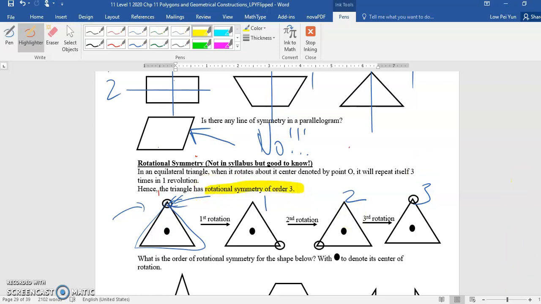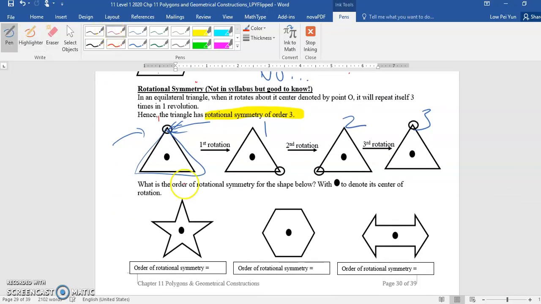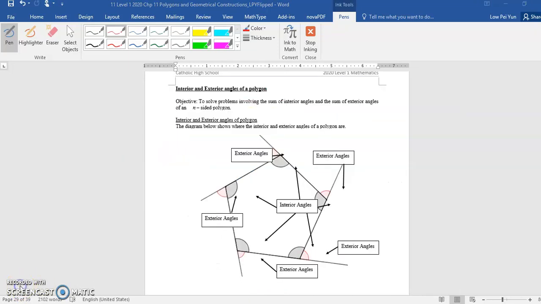What about the star? What is the order of the rotational symmetry of a star? 5 points, so we can rotate it 5 times. Rotational symmetry is 5. What about the hexagon? What do you think? If you have chosen 6, you are right. And then this one, the arrow, is 2. Now let's move on to the next page.